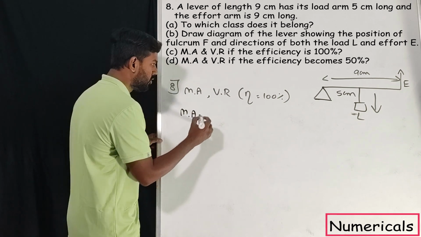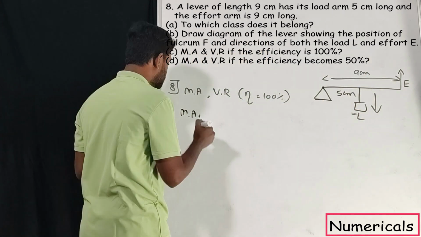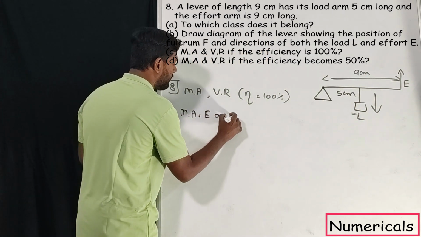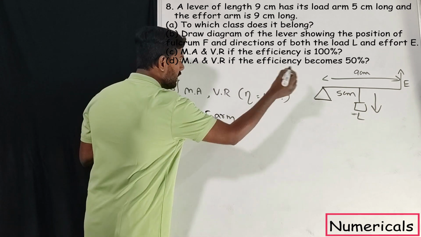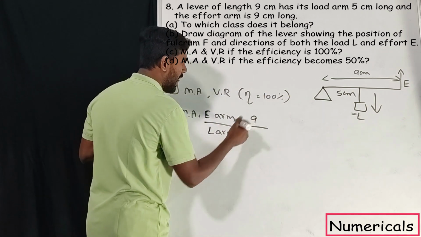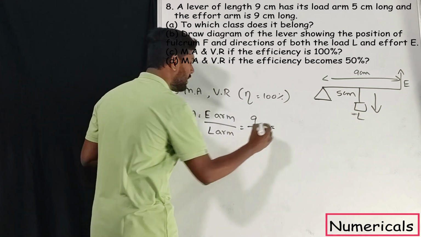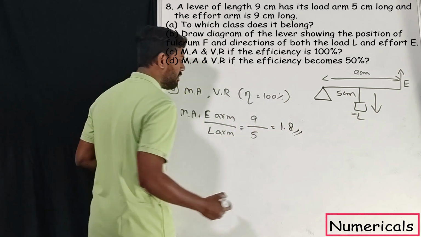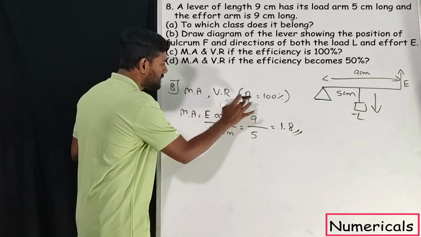Mechanical advantage is equal to, see here, load arm and effort arm are given. So we are going to use this formula, effort arm by load arm. Effort arm is nothing but 9 centimeter and load arm is 5 centimeter. 9 divided by 5 will be 1.8. What is the unit of mechanical advantage? No unit. Now we'll talk about this statement.